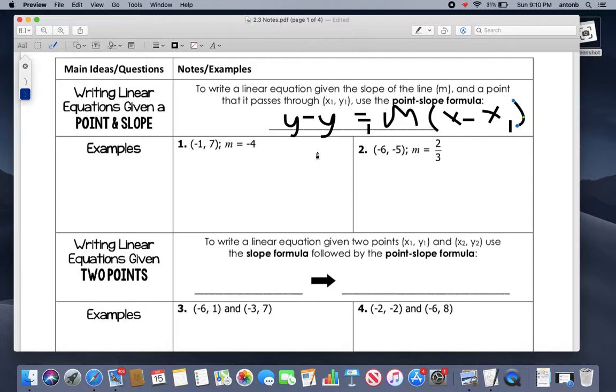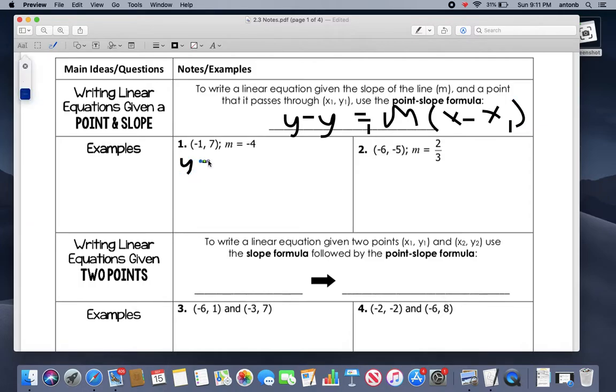All right, so this form right here is really simple to use because all you need is the slope and a point to create an equation, and we're going to be able to put it into slope-intercept form. This y and this x are like the x and y you see in y equals mx plus b. The y1 and the x1 are the coordinates of the point you're given, and m is the slope. So in the first example, it gives you the slope and a point, and you're just going to plug it in.